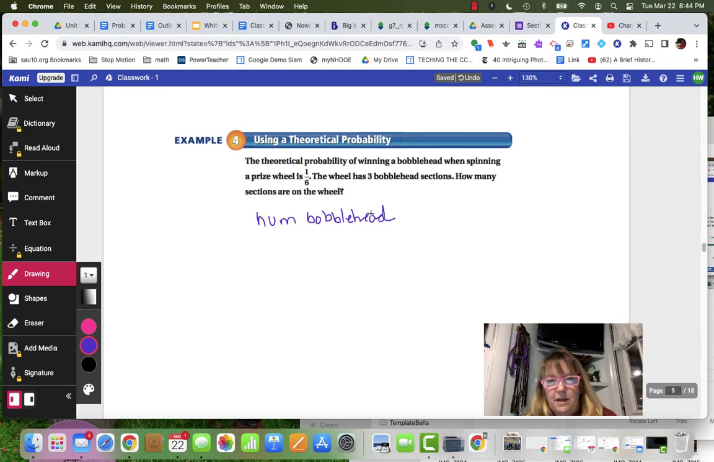Okay. So it's the number of bobbleheads on the sections on the wheel divided by the total number of sections. So we're going to use a proportion to figure that out.